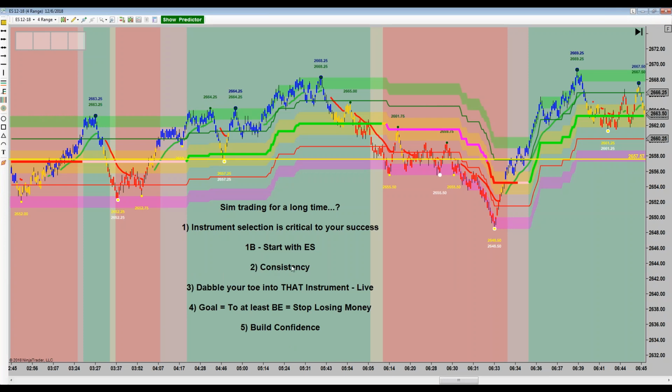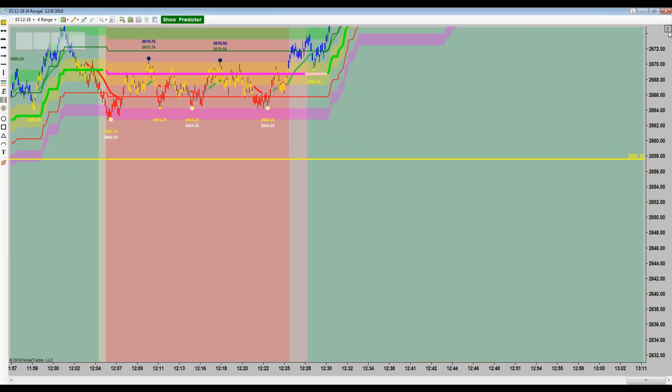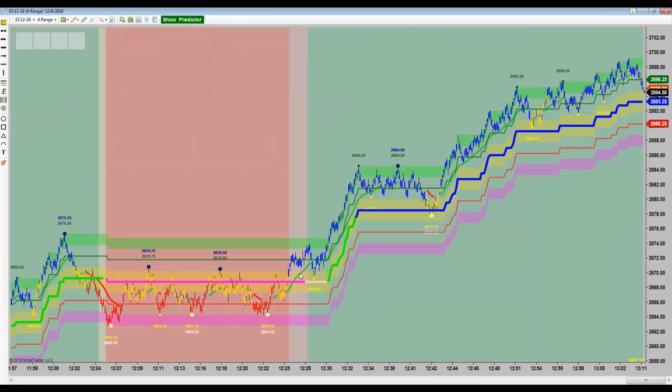Start to build some consistency up. Teach yourself to learn this instrument like the back of your hand. You can make a ton of money, I'm telling you. You can leverage up on this thing, put multiple contracts on here. So what am I talking about? Let's start putting some money into the equation. Let's look at one trade, and then we're going to get ready to wrap.